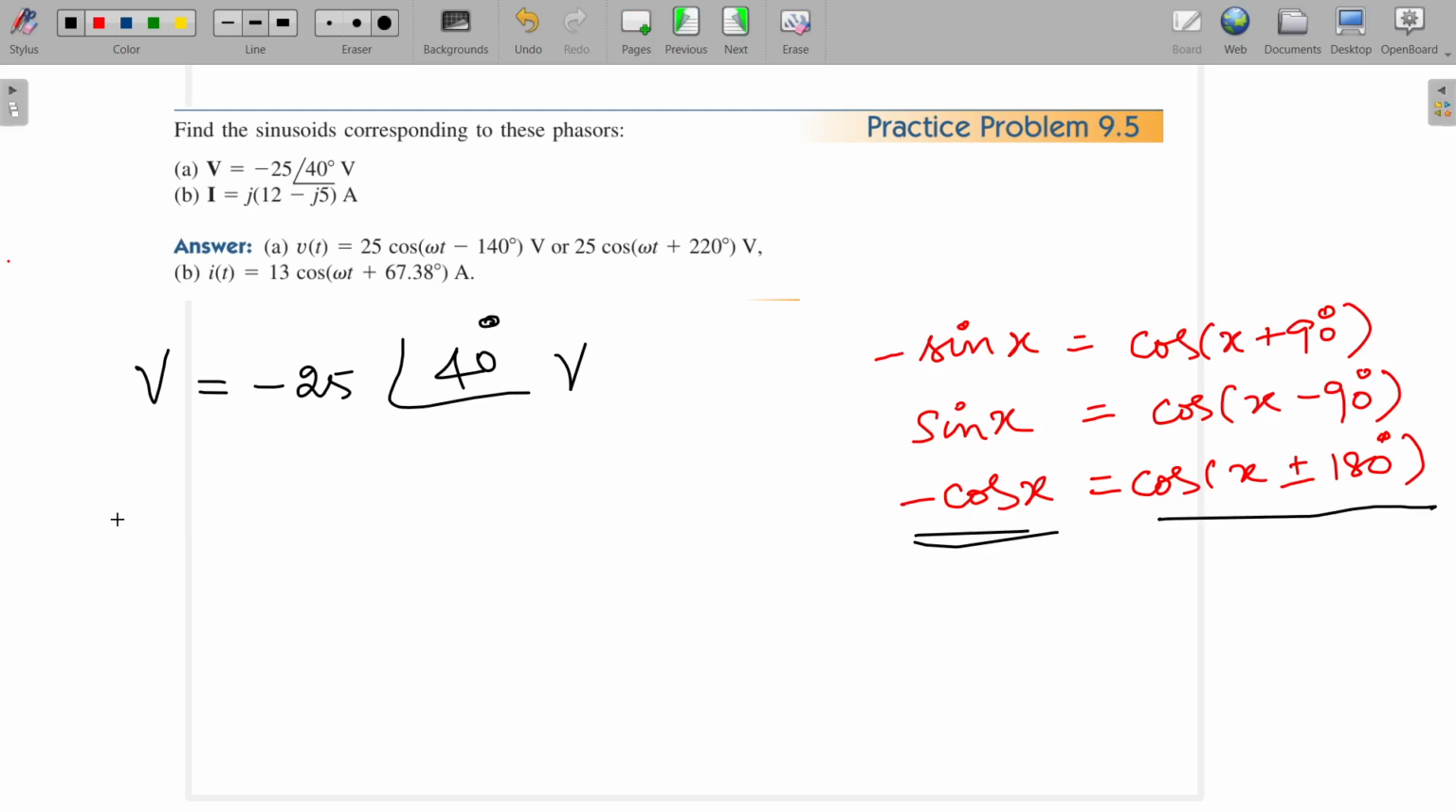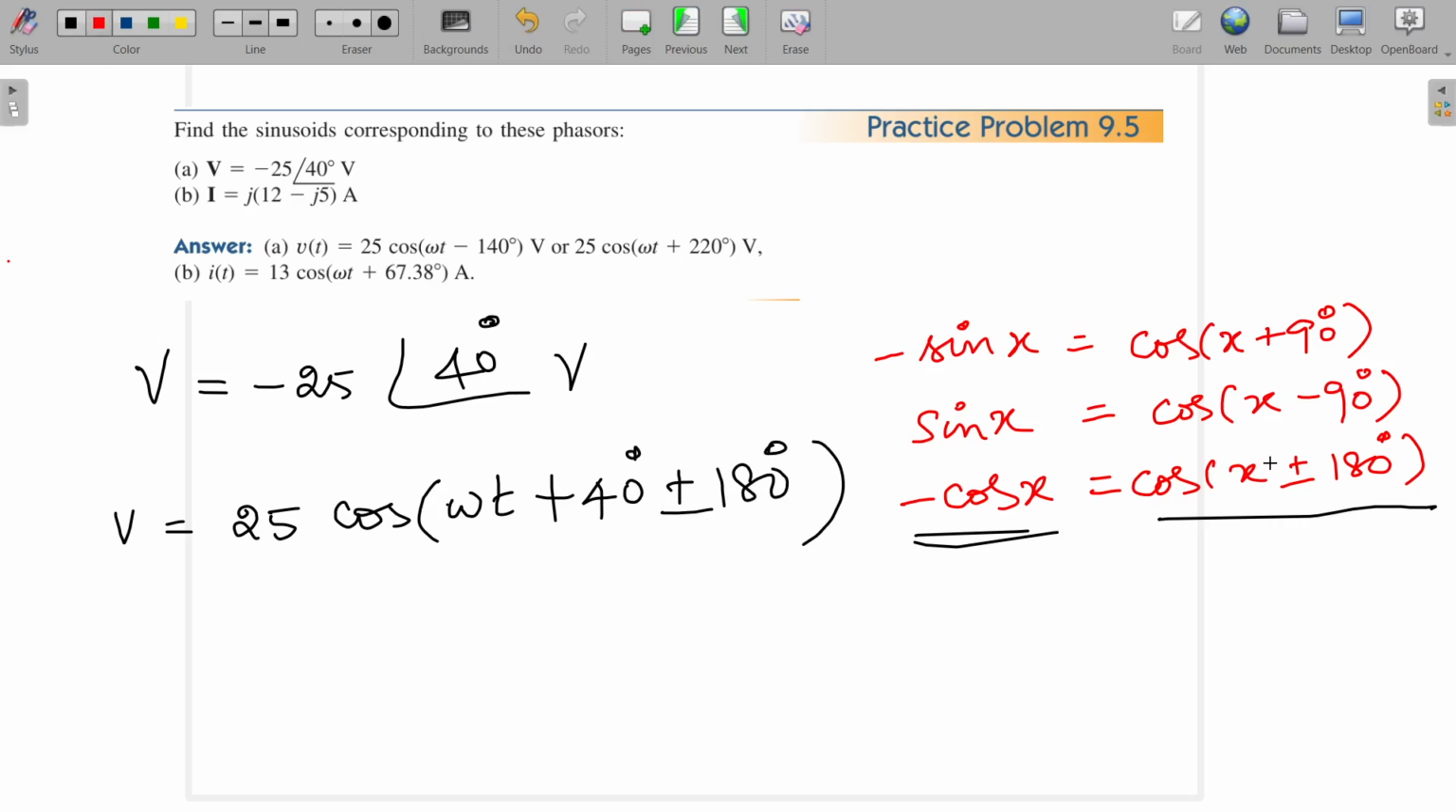Now we are going to write it as V is equal to 25, this 25 is the R. Because of this minus sign, we are going to write it as cos of this x value, which is simply omega t plus this angle here. So it is 40 plus or minus this 180 degrees. So you should know that this x is nothing but omega t plus 40 degrees. Then in addition to that, we have this plus or minus 180 degrees.